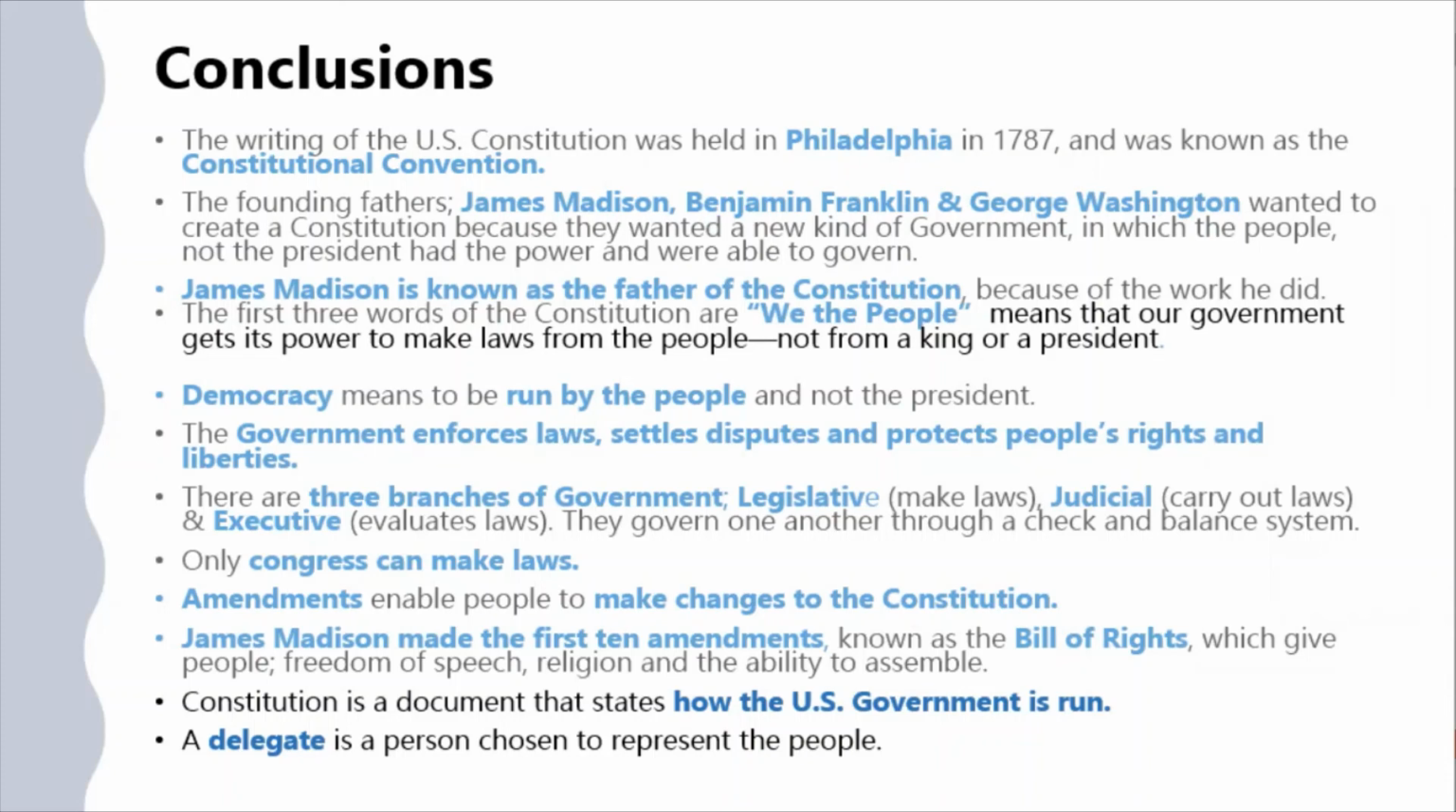Only Congress can make laws. Amendments enable people to make changes to the Constitution. James Madison made the first 10 amendments, known as the Bill of Rights, which give people freedom of speech, religion, and the ability to assemble. The U.S. Constitution is a document that states how the U.S. government is run. A delegate is a person chosen to represent the people.